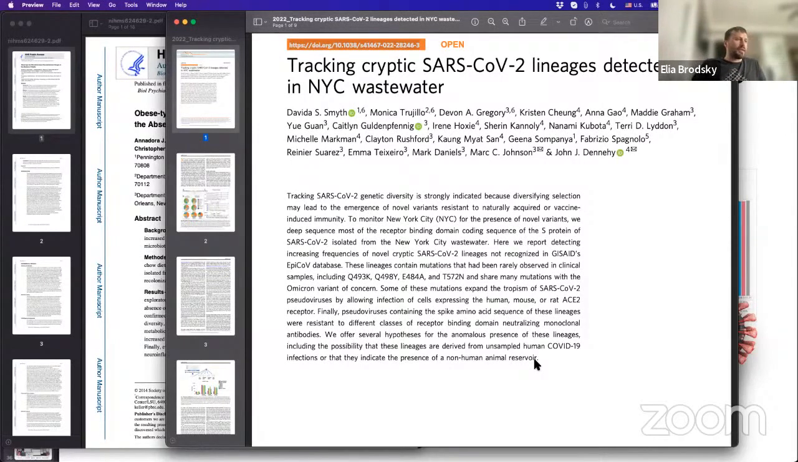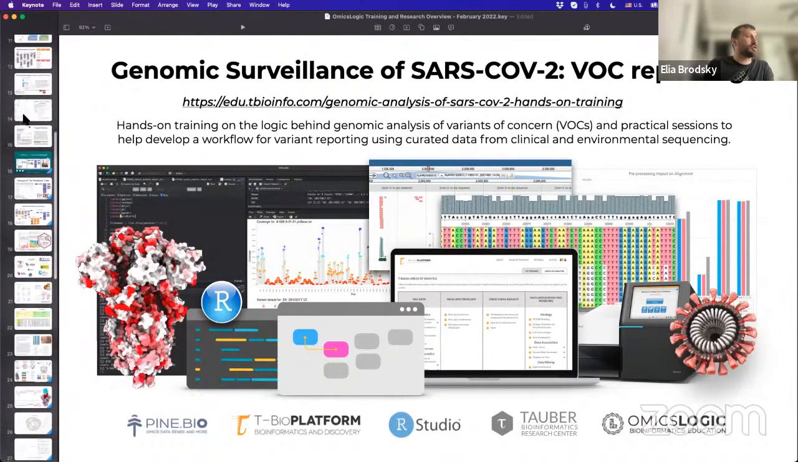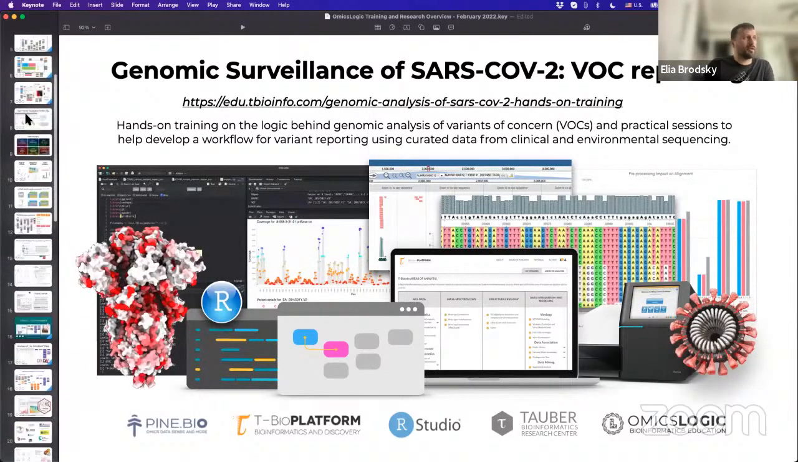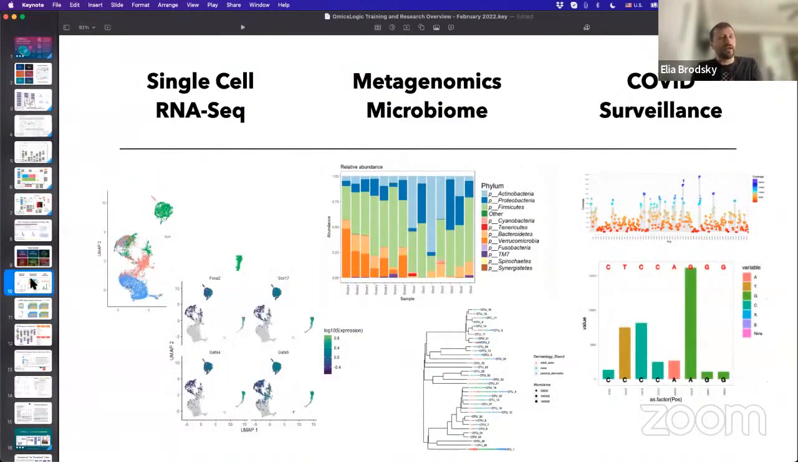So what I did in the short time that I had today is go through these three topics as just a starting point and an introduction to some of the things that we wanted to discuss. These three things were single-cell RNA-seq, metagenomics and microbiome, and COVID surveillance.